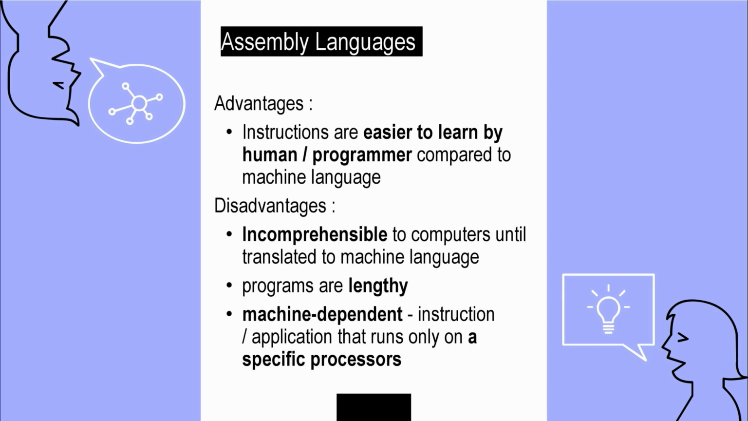Okay, so advantage-nya adalah instructions are easier to learn by a human or programmer compared to machine language because now it's using English abbreviations, right? Okay, but the disadvantages is incomprehensible to computers until translated to machine language. Maksudnya, komputer tak boleh faham sampailah dia ditranslatekan kepada machine language. And also, programs are quite lengthy lah because it's not 100% in English. Okay, so masih menggunakan simbol-simbol lain. So, masih dikira agak panjang lah. And it's also machine dependent.